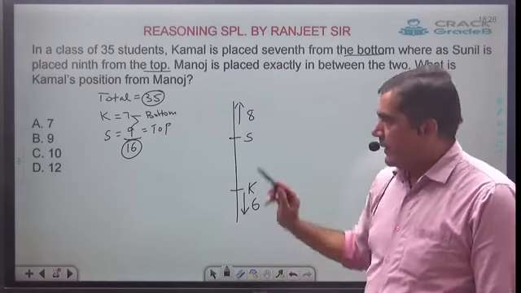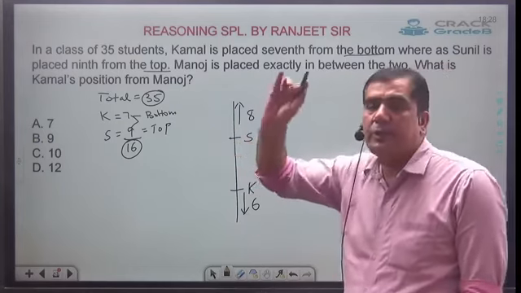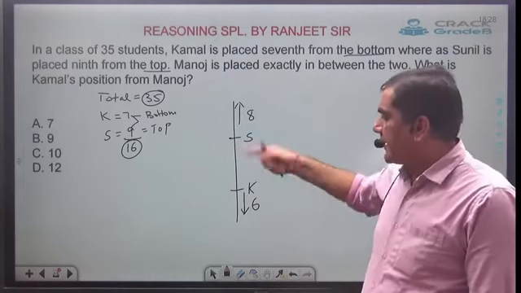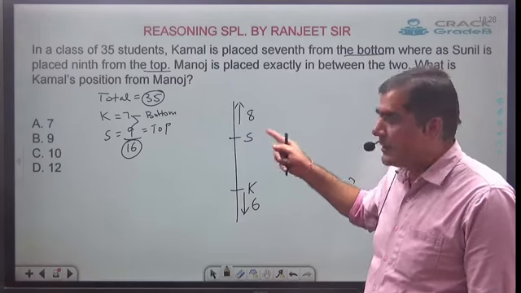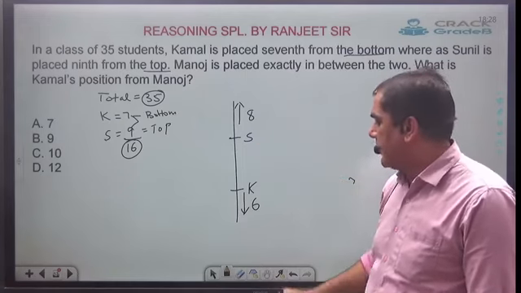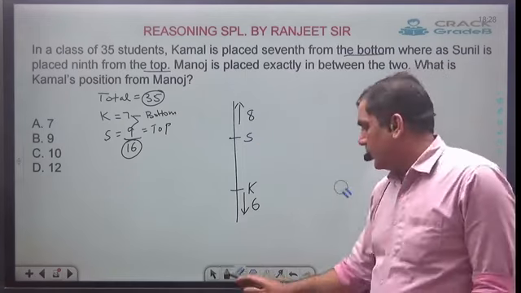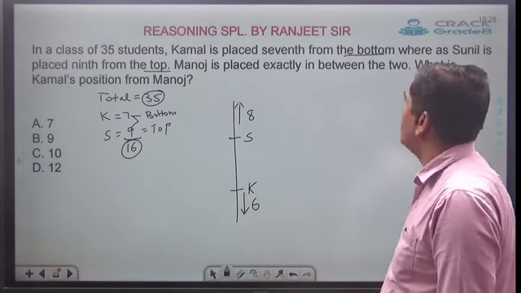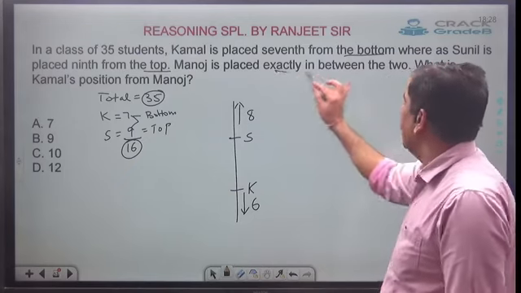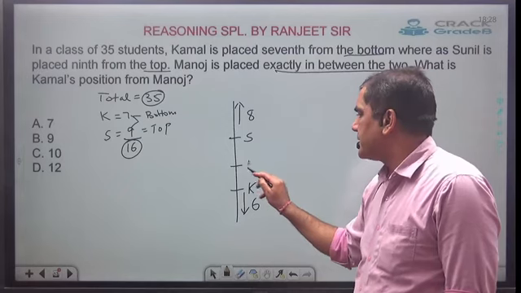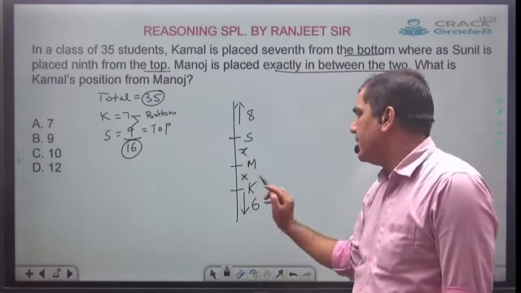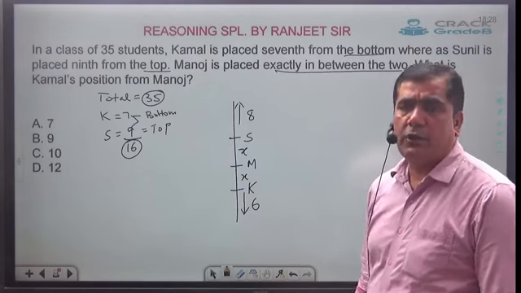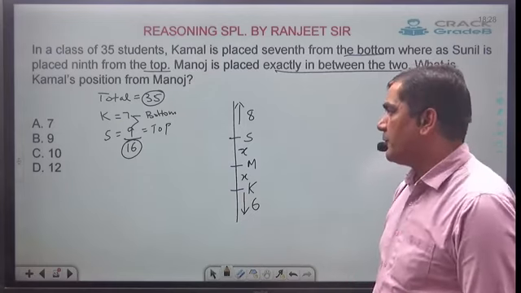Clear? If the sum of the positions comes out to be more than the total, then this diagram must have been interchanged. At the place of Sunil, it must be Kamal, and at the place of Kamal, it must be Sunil. Okay. Now, Manoj is placed exactly in between, which means x and x. Simple. My job is to find the value of x.